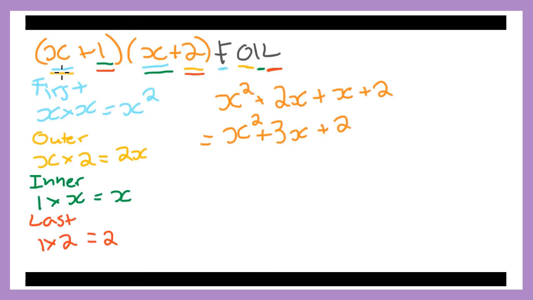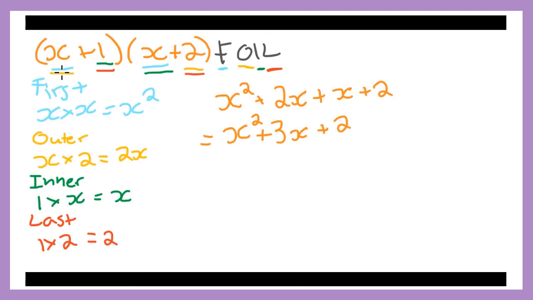What you will notice is that each term gets multiplied twice. That's because there's two terms here, so this x has to multiply to both of them. Light blue and green, light blue and green. This 2 has to multiply to both of these terms. Yellow and red, yellow and red. So that is what the FOIL method is.